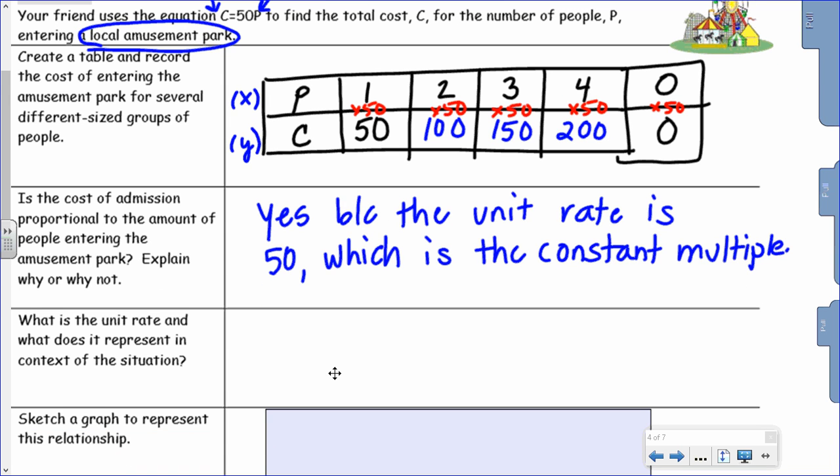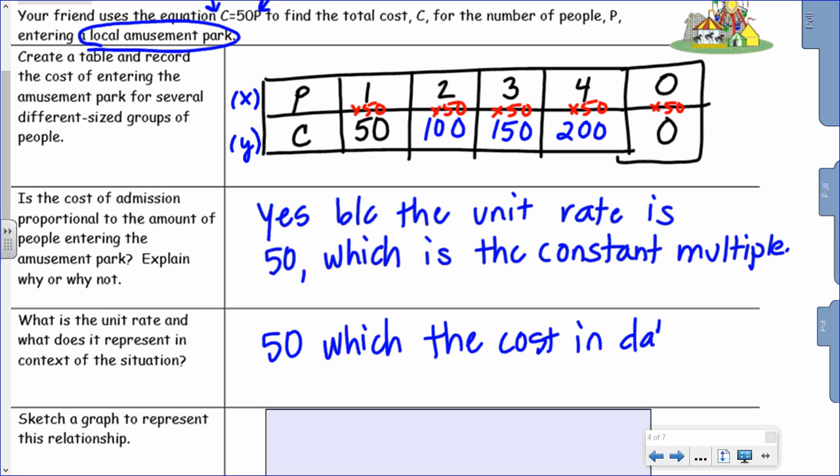Okay, so 50, which is the cost, let's say in dollars. It's not 50 cents. It's the cost in dollars per ticket.